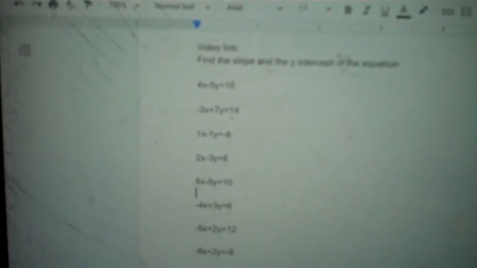Okay, now this next one's going to be a little bit weird, okay? Just do the best you can with it. There's going to be a rule. No decimals are going to be allowed, okay? If you have a decimal, I want you to write it as a fraction. So it says find the slope and y-intercept of the following equations.